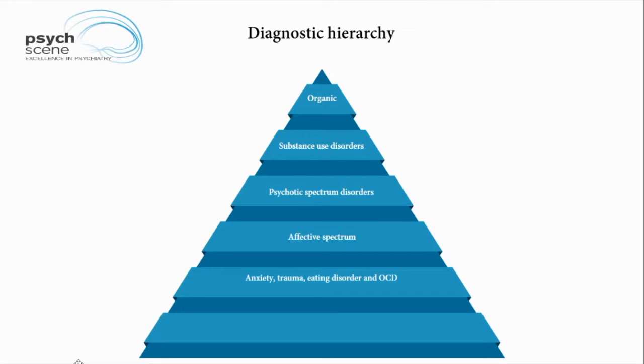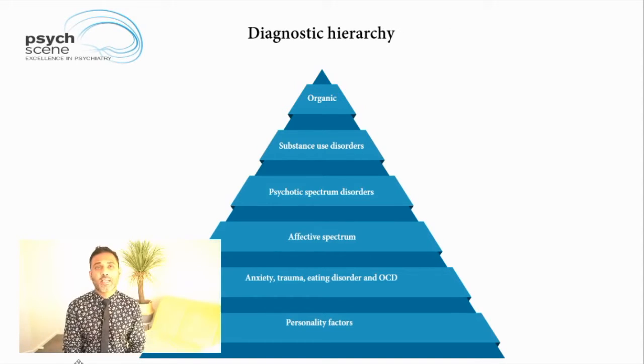The level below is anxiety, trauma, eating disorder, and obsessive compulsive disorder. Now here, trauma does not only mean post-traumatic stress disorder, it also means past childhood trauma, but also current stresses. And finally, personality factors.